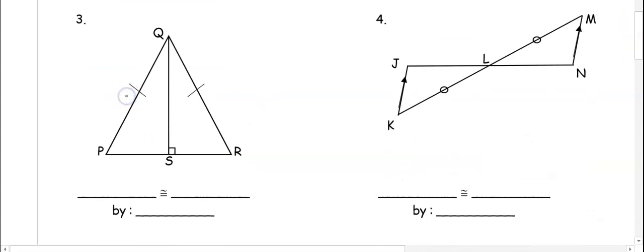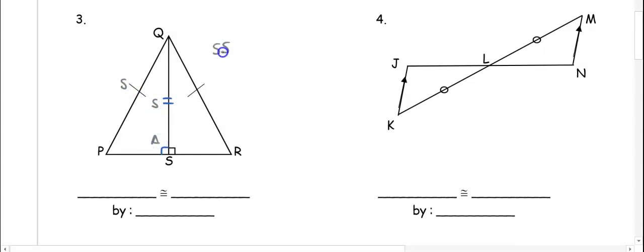In number 3, we have 2 sides that are marked congruent. We have a right angle on one side of the line, which means we have a right angle on the second side of the line. We also then can use reflexive property that QS is in both triangles. So we have side, side, angle here.